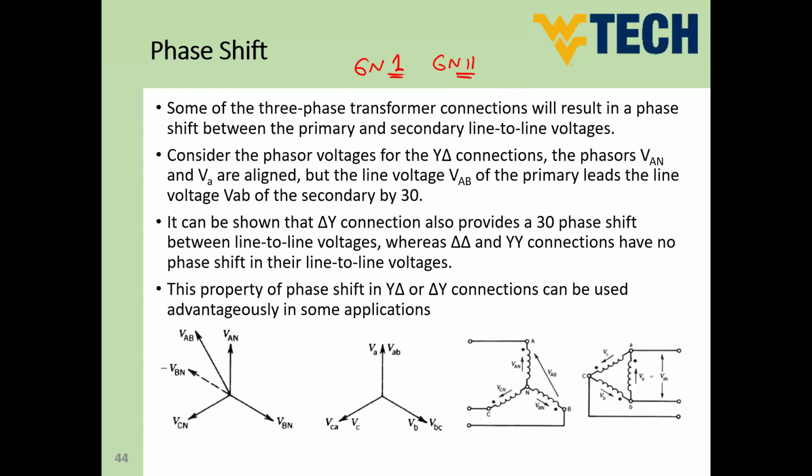Okay, guys. According to what? According to the phase shift between the primary and secondary of the Y delta or delta Y transformer. Some of the three-phase transformer connections will result in a phase shift between the primary and secondary line-to-line voltages. This will happen if you have different connections. For instance, consider the phase voltage for Y delta connection. So here, in this figure, guys, we have Y delta connection.